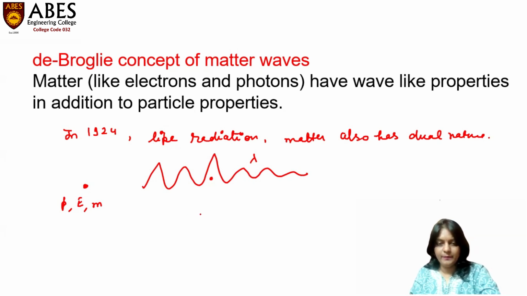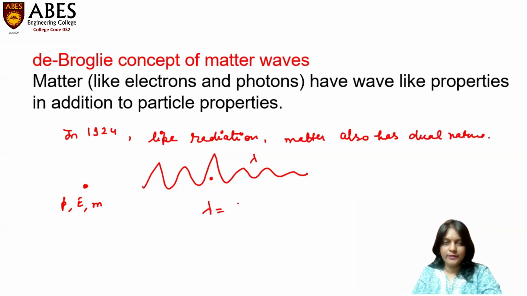The wave-like property and the particle property are related by a formula which is called the de Broglie wavelength formula. Lambda is equal to h by p. It shows that like radiation, matter also has a dual nature. The wavelength which is related to the particle is called the de Broglie wavelength.